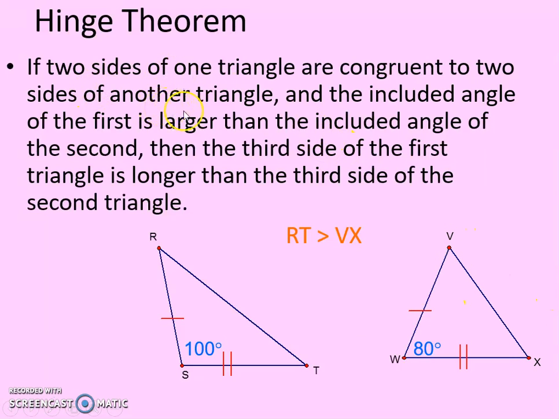So I want you to highlight this here. Two sides congruent. Included angle of the first is larger than included angle of the second. Then the third side is longer than the third side of the second one. Okay? So basically, the included angle means the angle between these two is bigger than this one. Then the third side, the side that is across from this angle, is going to be greater than this third side. Okay? If the angles are greater.